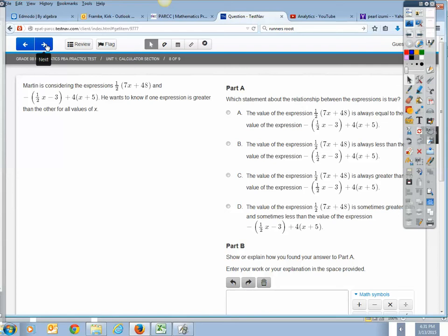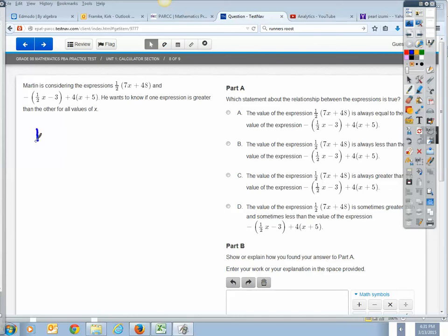The easiest thing for me to do here is to read the question. So for part A, it says, which statement about the relationship between the expressions is true? It says the values are always equal. Okay, so essentially it's saying they're always equal, sometimes equal, and which one's greater and which one's smaller. So the easiest thing for me to do is to actually simplify both expressions as far as they can go. And that will show my answer anyway, so that's what I need to do.